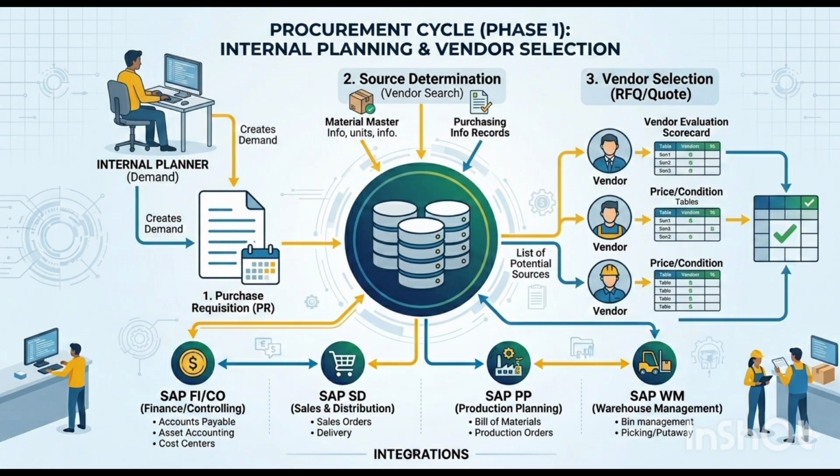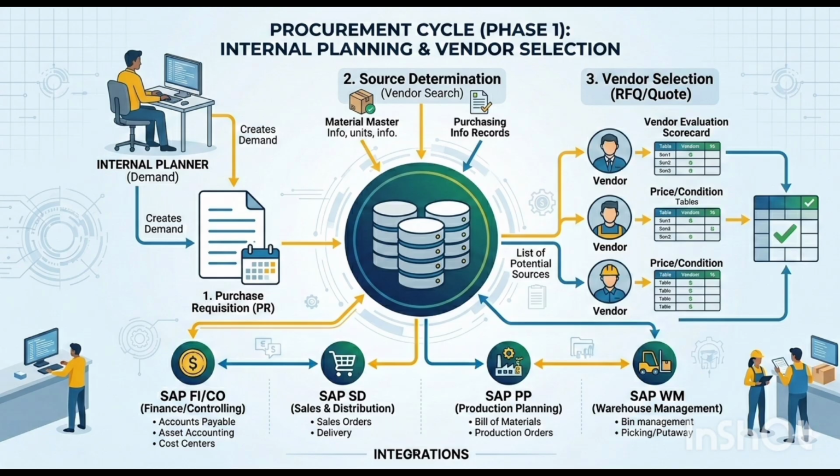On the left, we see a business planner in an office environment. They create an internal PR, which is the triggering document. The system then searches the existing MM master data to identify potential sources. If multiple quotes are needed, the system generates requests for quotation, RFQs, and compares the resulting vendor evaluations.